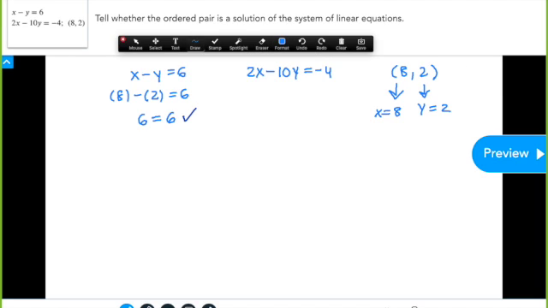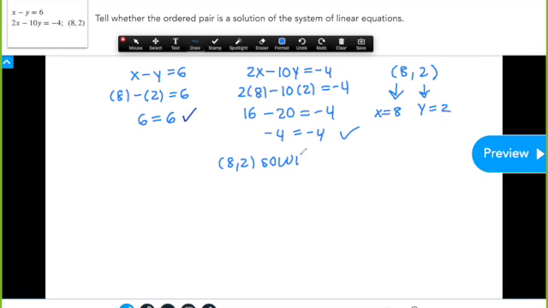We also have here 2 times 8 minus 10 times 2 equaling negative 4. 2 times 8, that gives me 16. Negative 10 times 2, that gives me negative 20. And so I'm left with negative 4 equaling negative 4. So we could say that 8, 2 is also a solution to the system of linear equations.